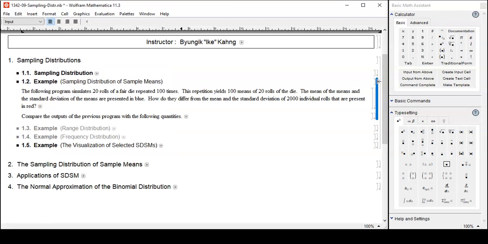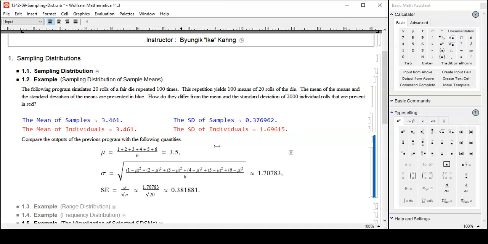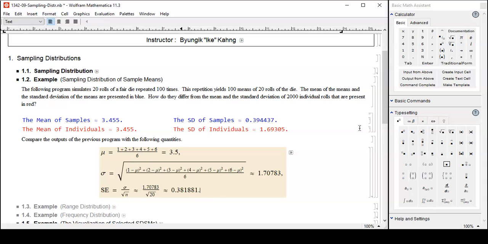The sampling distribution of sample means follows these kinds of properties. The mean stays the same always, and it hovers around 3.5 no matter how many times I run it. As for standard deviation, the individual follows this standard deviation, and the standard deviation of the sample mean follows this quantity given by sigma over square root of n. In this case, I simulated 20 rows, so n is 20, and this quantity hovers around sigma over square root of n.